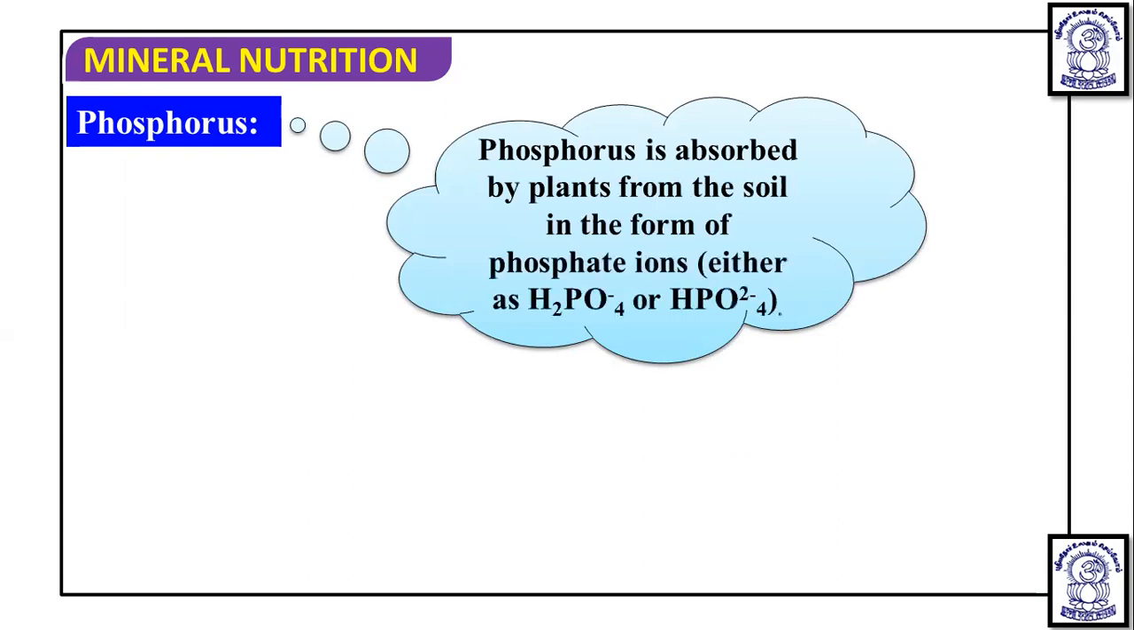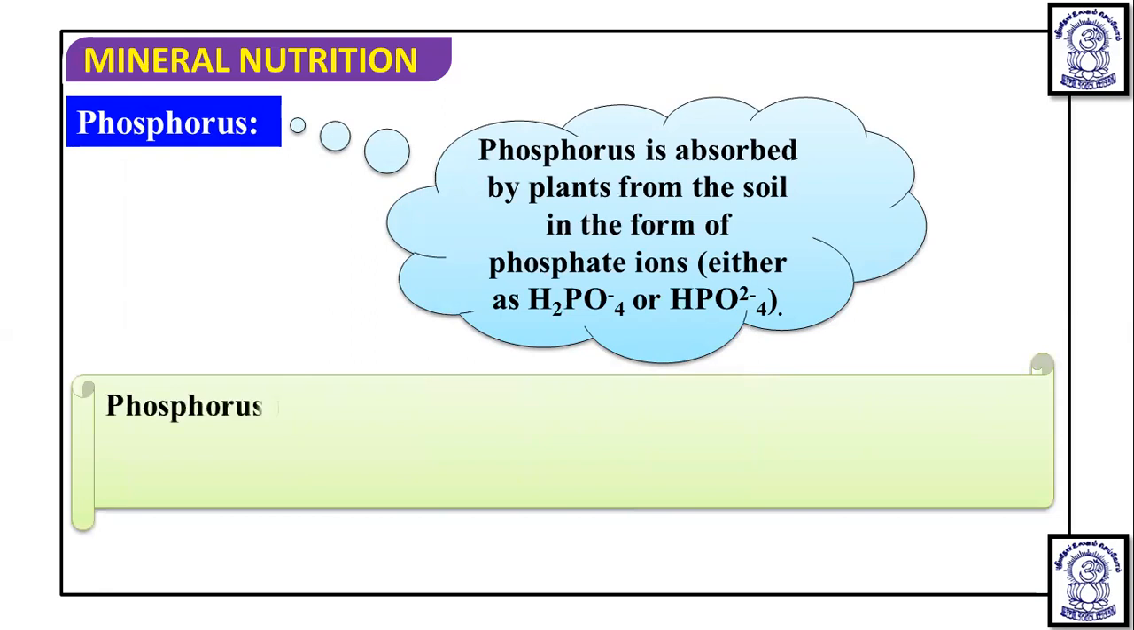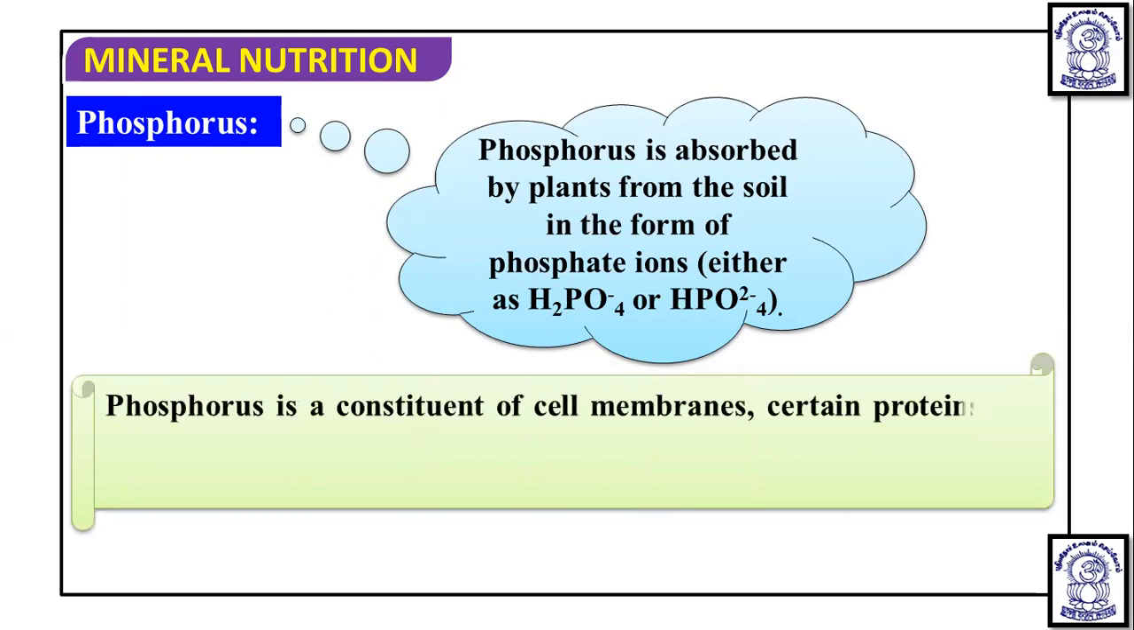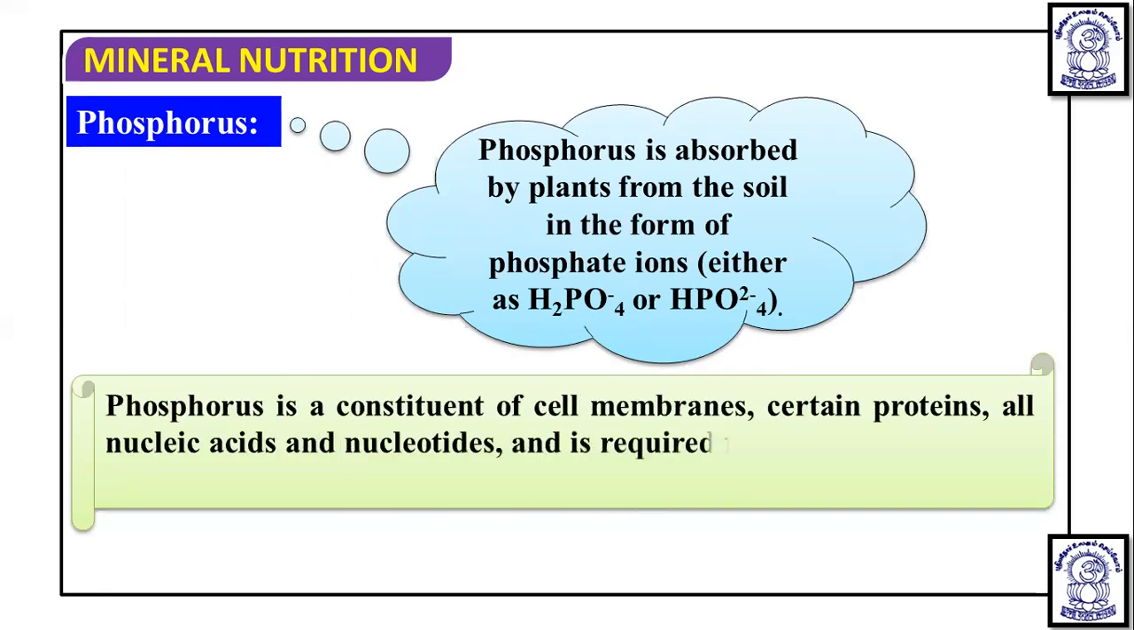It is obviously absorbed from the soil, but in the form of the phosphate ion, that is either H2PO4 minus or HPO4 2 minus. In this form they are getting absorbed. Phosphorus is a constituent of the cell membrane. Obviously, we know that in the cell membrane, the phospholipid bilayer is there. We define a cell membrane as a phospholipid bilayer. So the lipids have a phosphate.